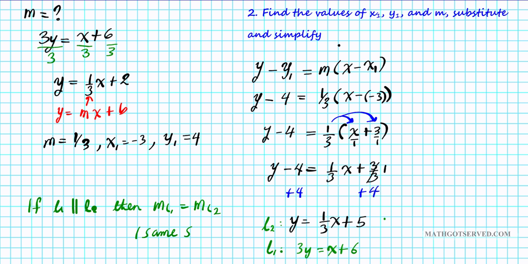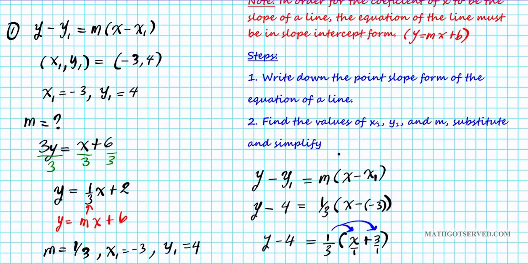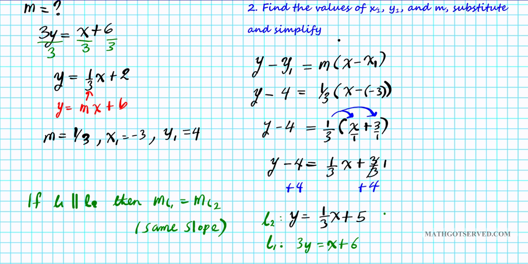So that is why I was able to use m equals 1/3 as the slope of the second line, because they are what? Parallel. Okay, so I forgot to state that earlier, but just keep that in mind. If they're parallel, you use exactly the same slope. If they're perpendicular, then you do the negative reciprocal of the slope of the first line to get the slope of the second line. All right, so our answer is y equals 1/3 x plus 5.